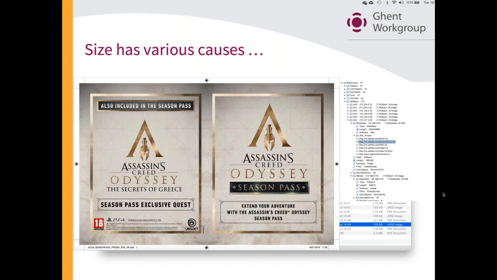I also checked the original images. All the images that were used in this InDesign artwork are between 60 and 100 MB, where in each image, again, 95% of the file size was metadata, and only a fraction, 5% of the file size, was actually the image data.